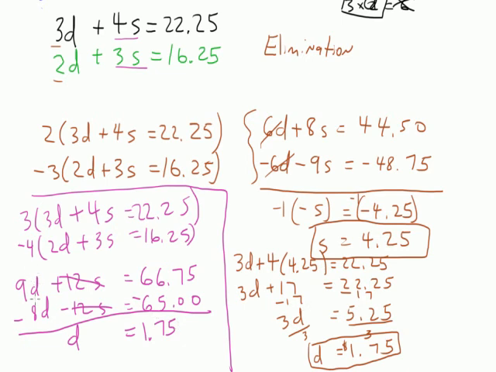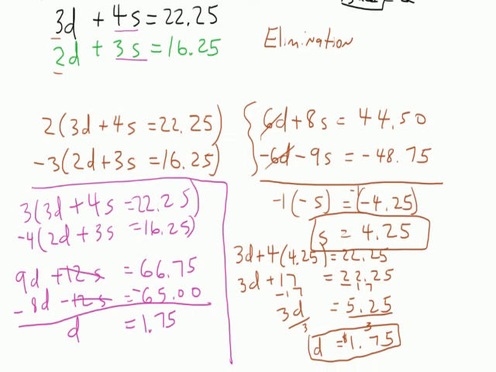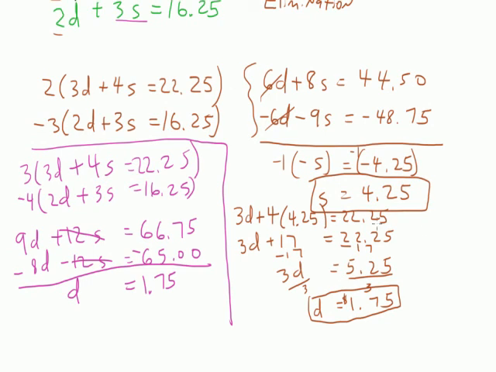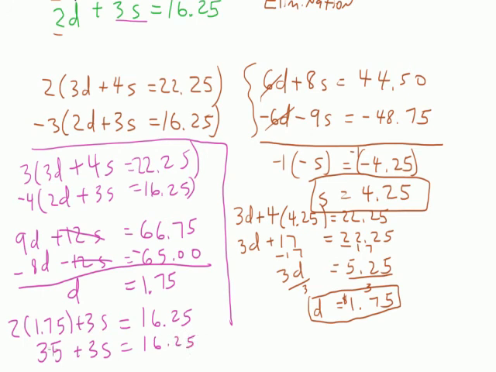To find S from here, I could again plug D into either side of the equation. Let me give myself a little more room. And since I can still see the second equation, we'll do the second one. So 2 times D here is 1.75, plus 3S should be 16.25. Let me make one correction with that. 2 times 1.75 should be 3.50.